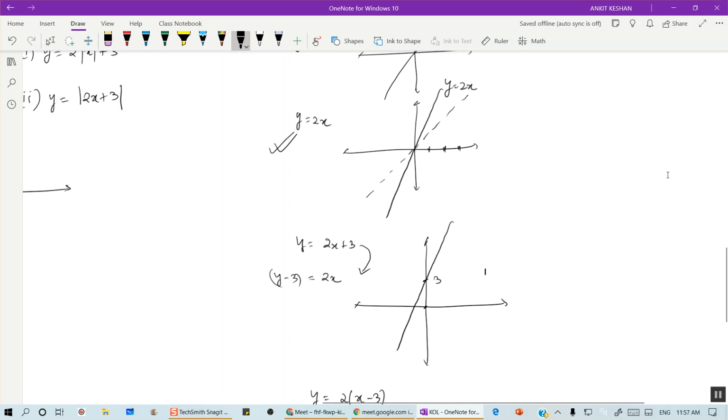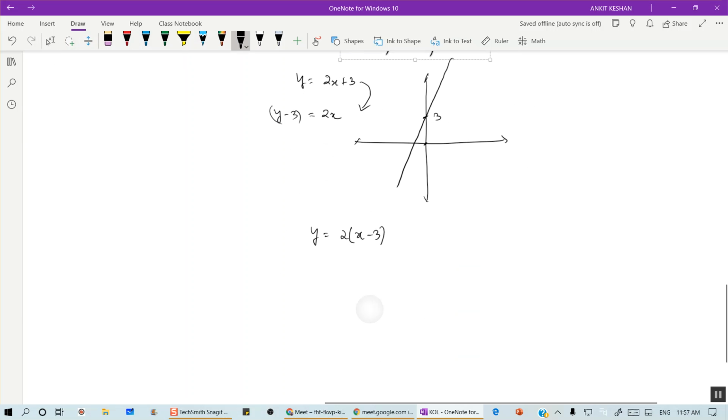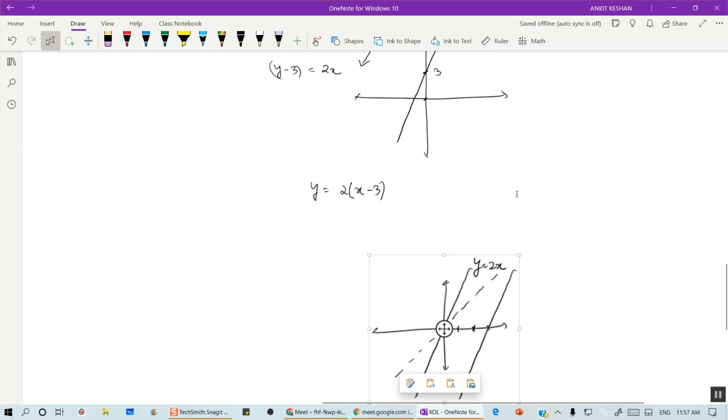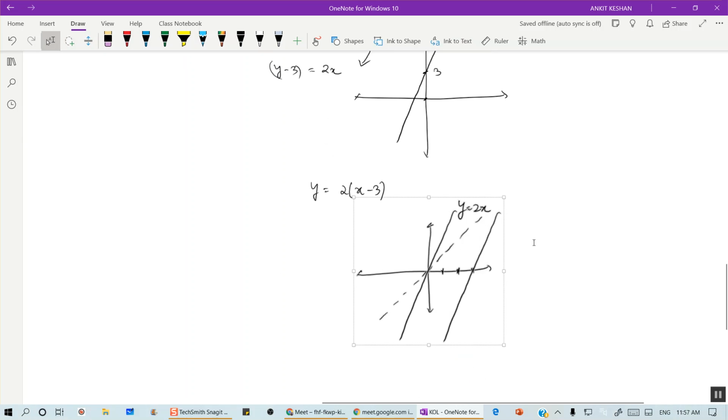So let me show you. It will move here. Let me copy paste this, and we will remove this line. So this is our y equal to 2 times x minus 3.